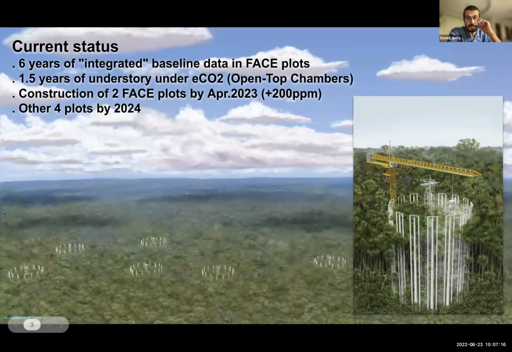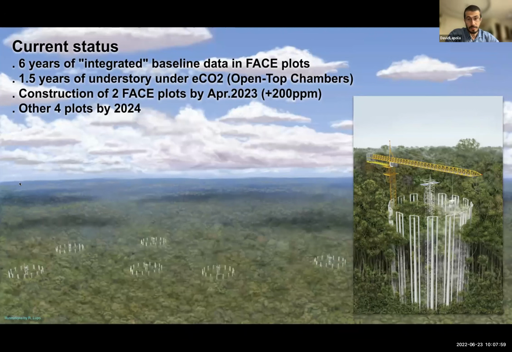Okay, what's the status now? We didn't manage to get the money to do the experiment at the time we wanted, but there was a good side to that because we had a longer, what I call here, integrated baseline data from the phase plots. What you see in the background is a drawing, it's an illustration, it's not a photograph. In the meantime, while we were waiting for the money to come, we implemented some open top chambers there. I will show you one quick result on that.